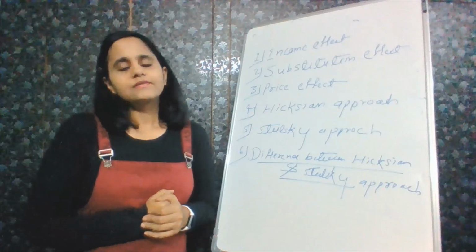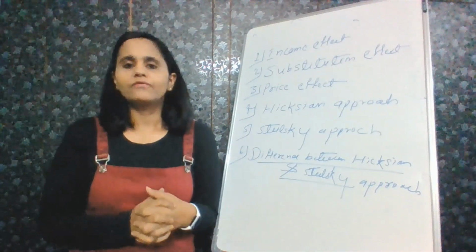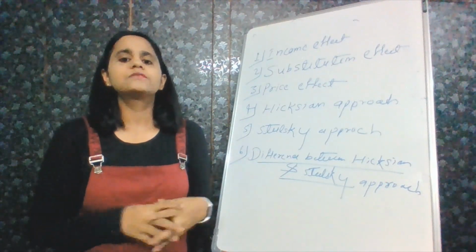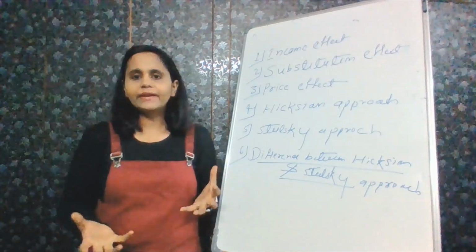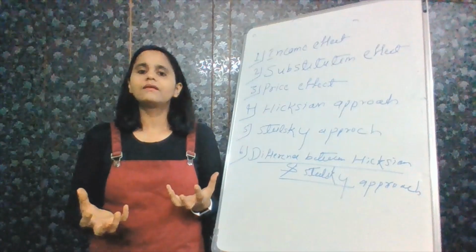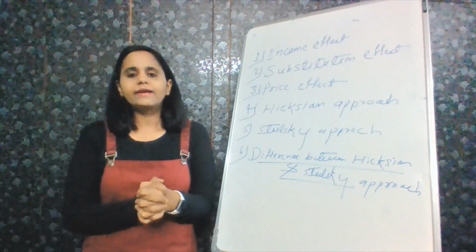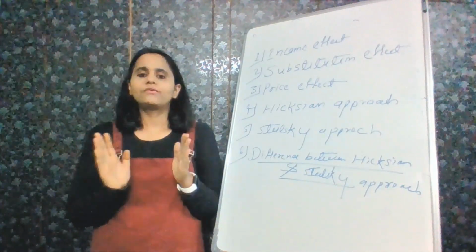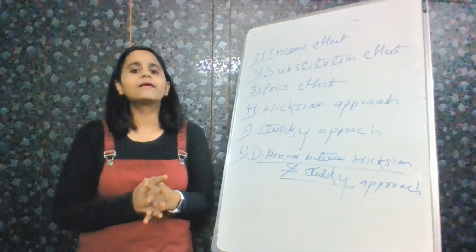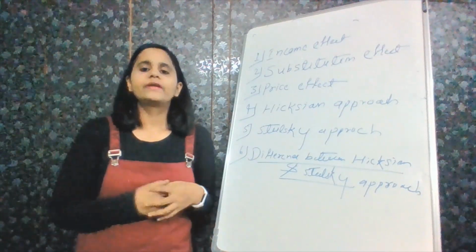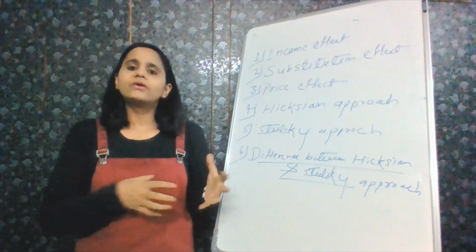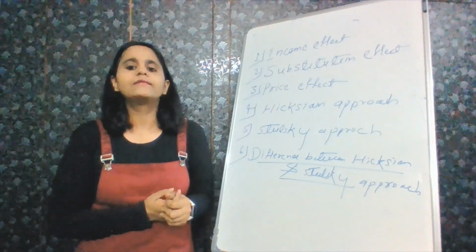Hello friend, in the last class we covered the very basics of the theory of consumer behavior. As part of that, we covered what utility is and how we measure it. There are different ways to measure utility: the cardinal approach and the ordinal approach. Under the cardinal approach we saw different assumptions and how we derive maximum utility or the equilibrium point for the consumer.